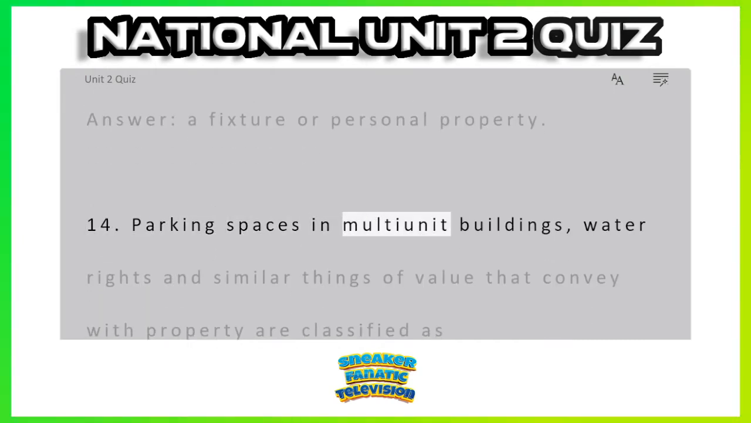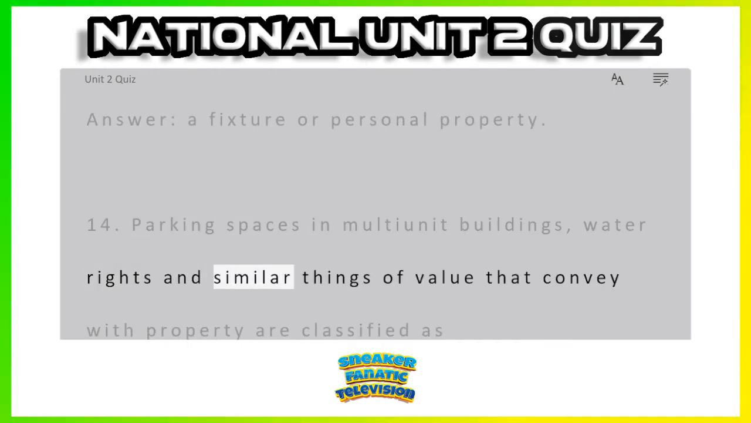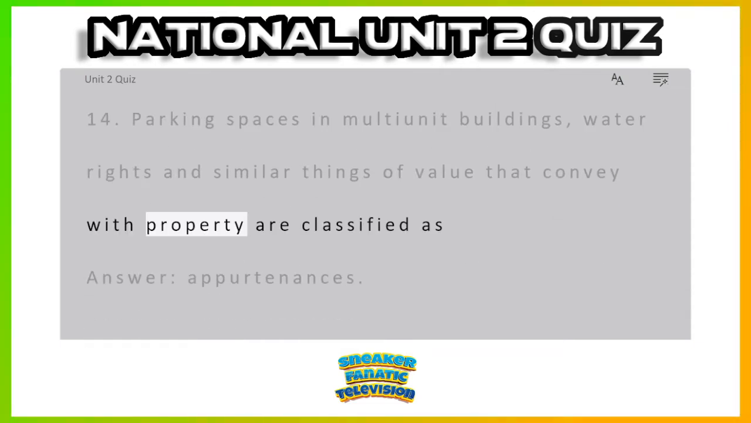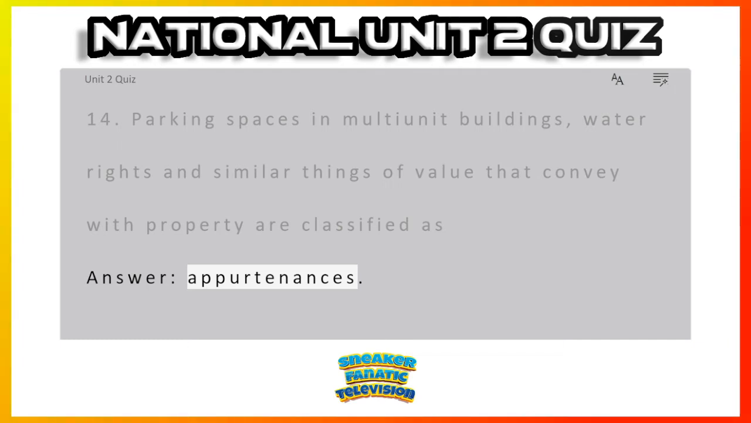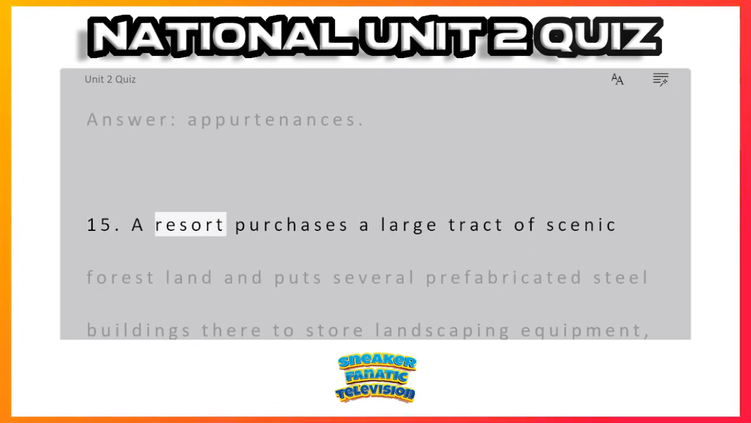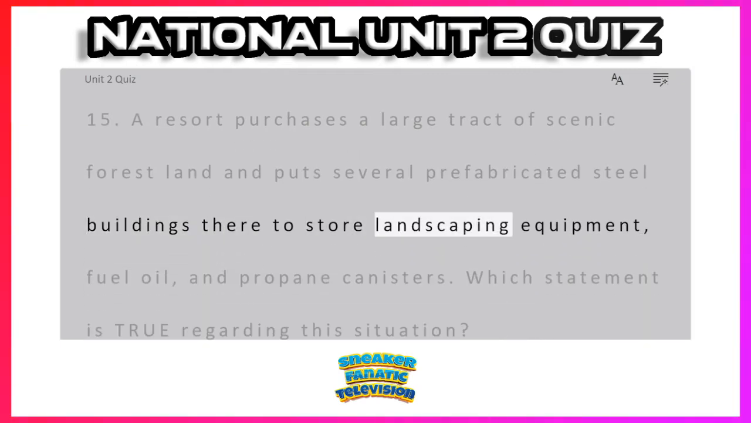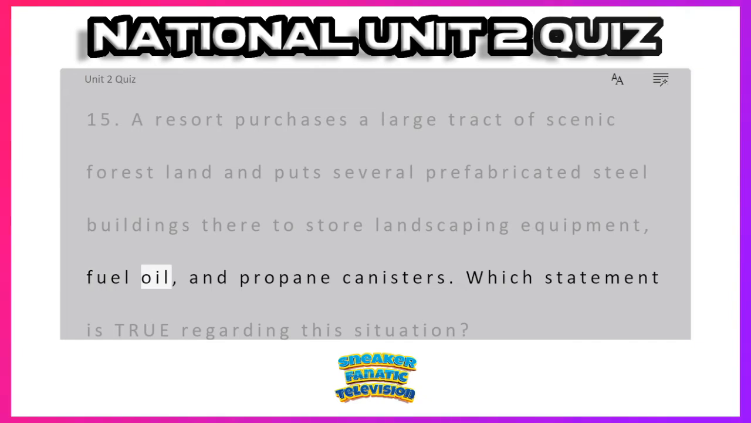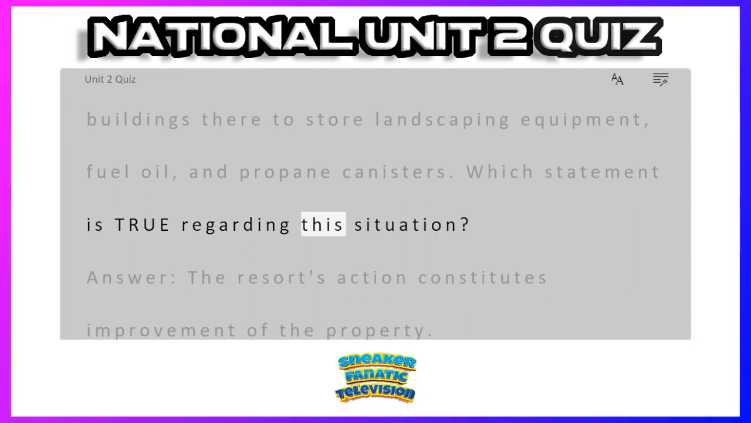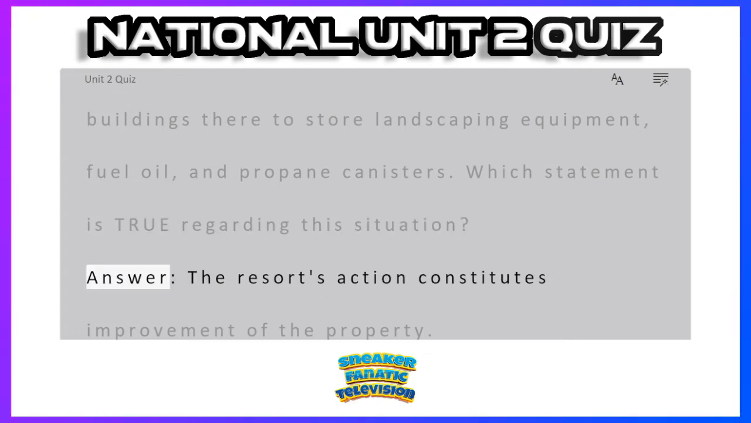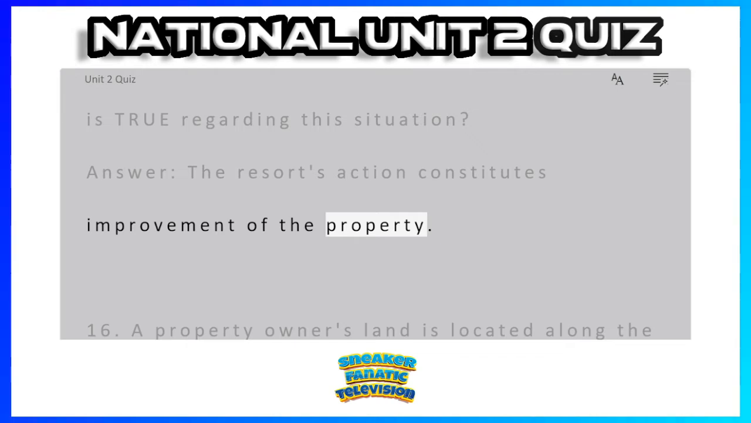Parking spaces in multi-unit buildings, water rights and similar things of value that convey with property are classified as. Answer: Appurtenances. 15. A resort purchases a large tract of scenic forest land and puts several prefabricated steel buildings there to store landscaping equipment, fuel oil, and propane canisters. Which statement is true regarding this situation? Answer: The resort's action constitutes improvement of the property.